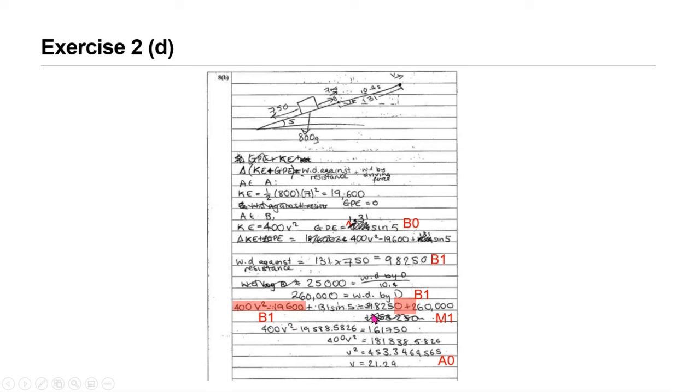So the examiner looked at that carefully and has given the M1 mark there, the B1 for the change in kinetic energy, and then the M1 for this work energy principle. Of course, the last accuracy mark is not obtained. There have been two slips in the script.